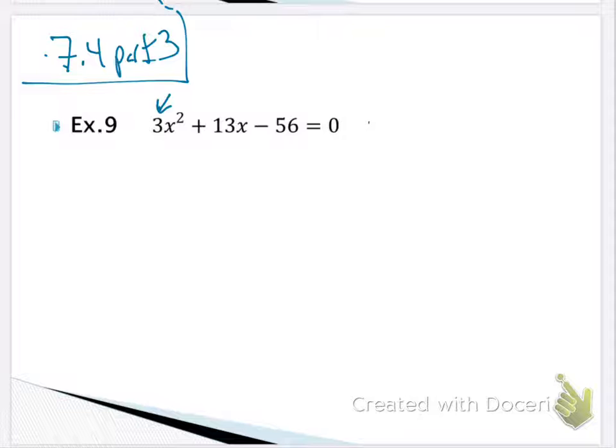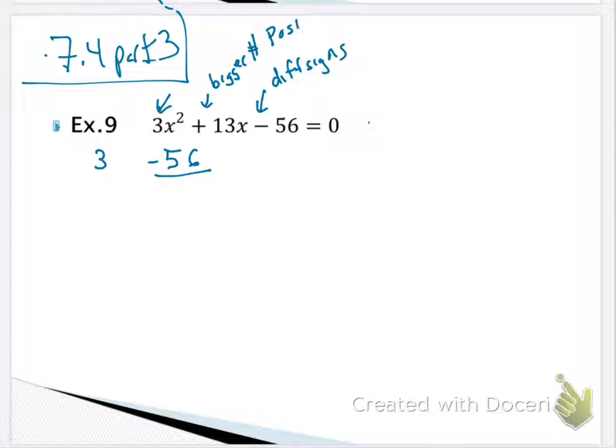So 3 and 56. This tells me different signs. Bigger number, positive. So the only way to get 3 is 3 and 1. To get 56, we have 1 and 56.